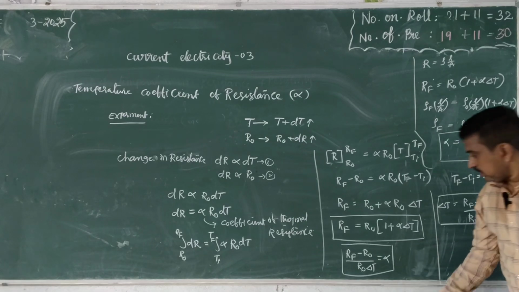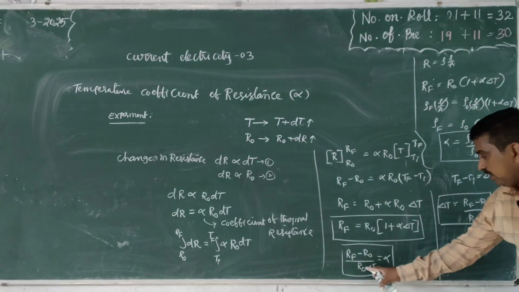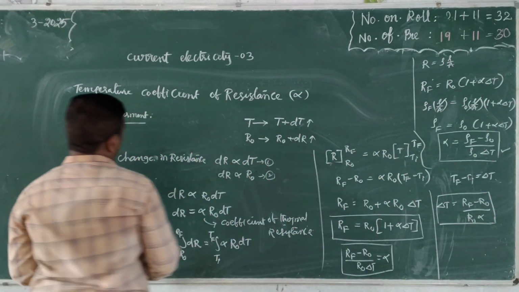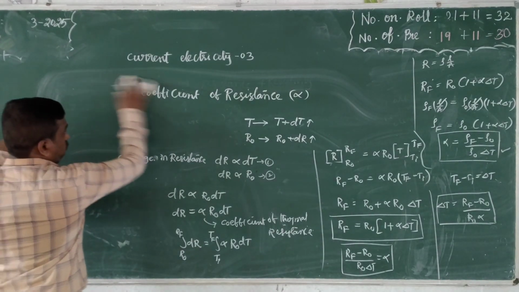So by using resistance, alpha equals final resistance minus initial resistance by initial resistance into change in temperature. It is the temperature coefficient of resistance. By using this we can do the problems. See, first problem.